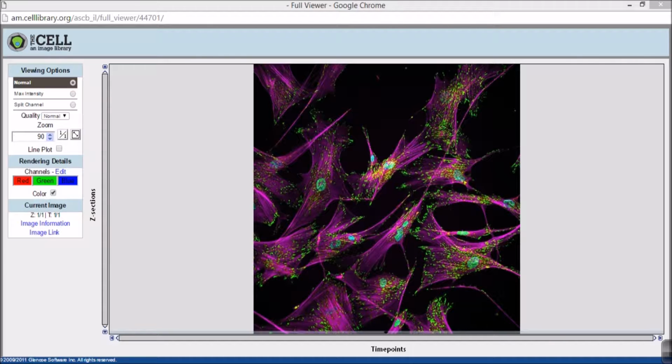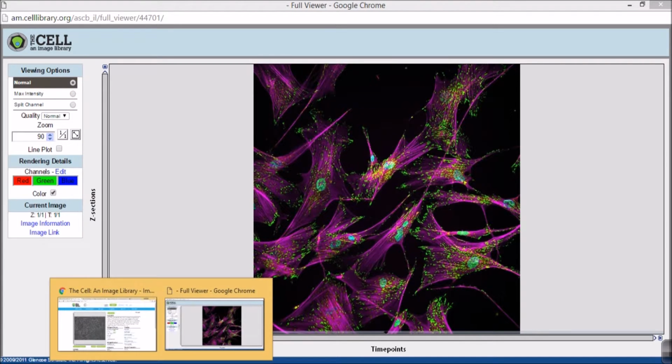The blue fluorophore labels deoxyribonucleic acid, or DNA, in the cell's nucleus. The magenta fluorophore labels actin proteins that form the cell's cytoskeleton. The green fluorophore labels vinculin proteins that help attach the cytoskeleton to the cell membrane.